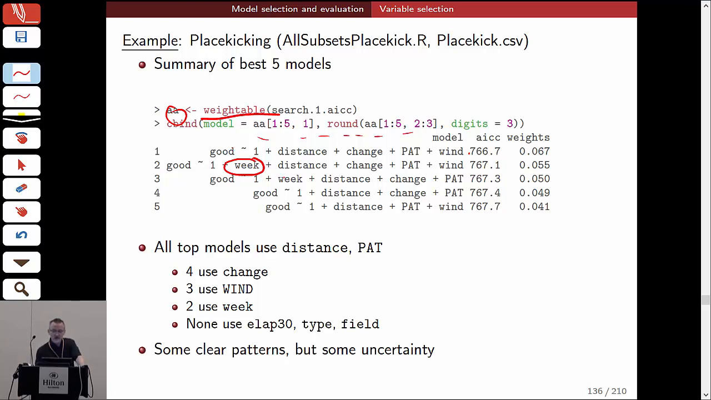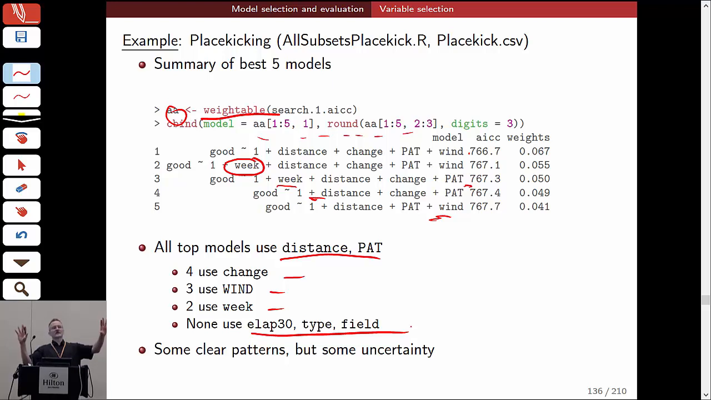This one here continues to have week, but it seems to have got rid of wind. This one here gets rid of week and wind. This one here gets rid of change. So you see, all the top models include distance and PAT. All 5 of the best models had distance and PAT. That kind of tells you something. Furthermore, 4 had change, 3 had wind, 2 had week, and none of them had these other 3 variables, which I won't bother to explain because they're useless.